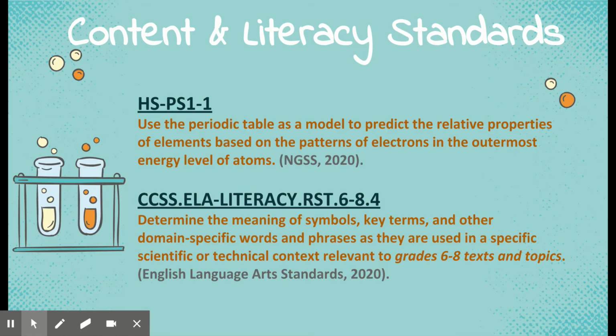The content literacy standards that align with this particular strategy, as far as it relates to the content that I'm presenting, come from the NGSS, the Next Generation Science Standards. The middle school standard HS-PS1-1 is to use the periodic table as a model to predict the relative properties of elements based on the patterns of electrons in the outermost energy level. So by looking at the text and learning the text, they can predict the patterns of the elements.